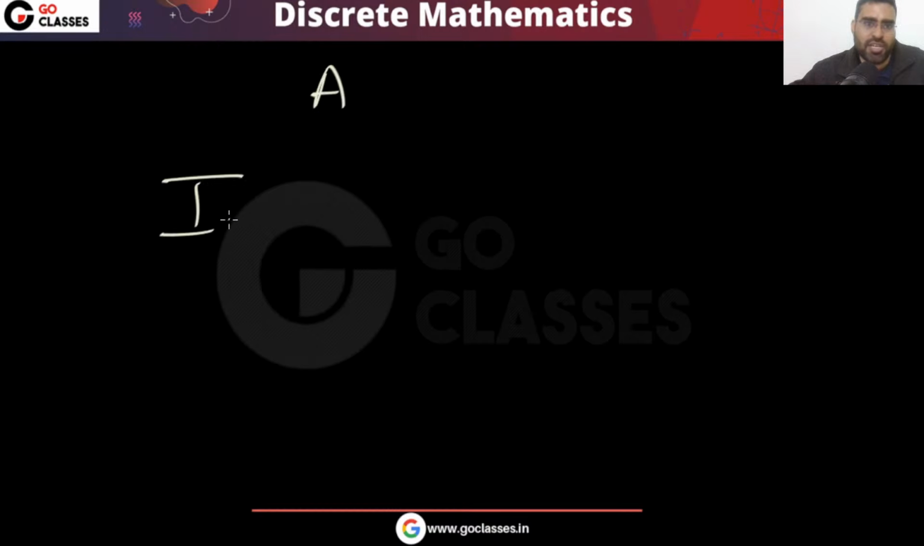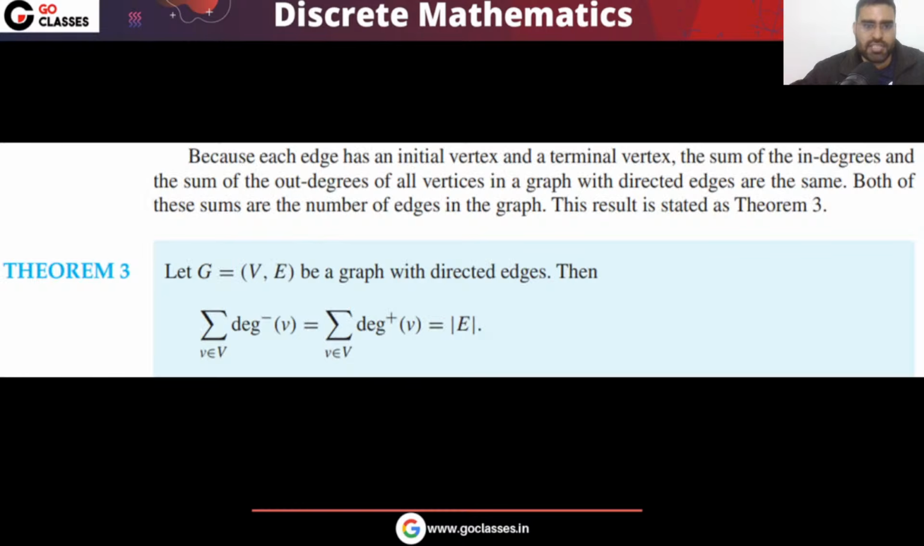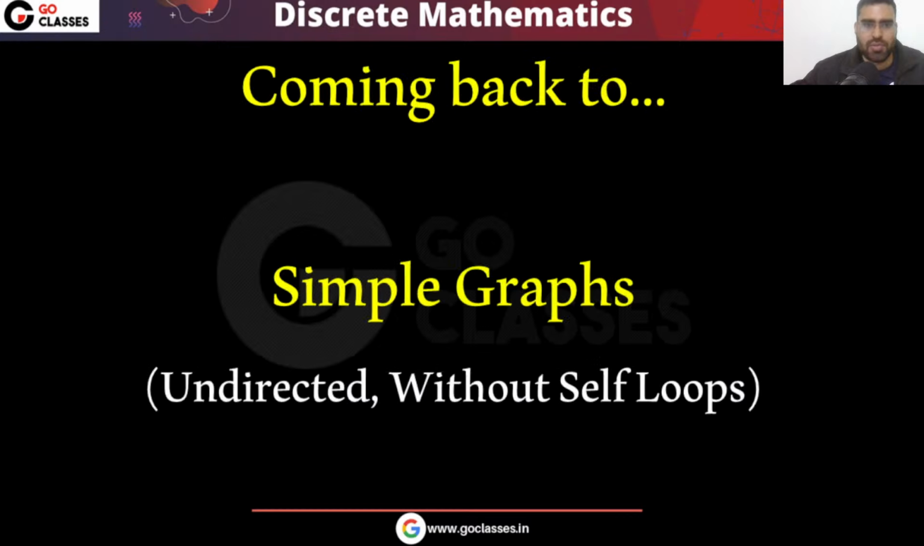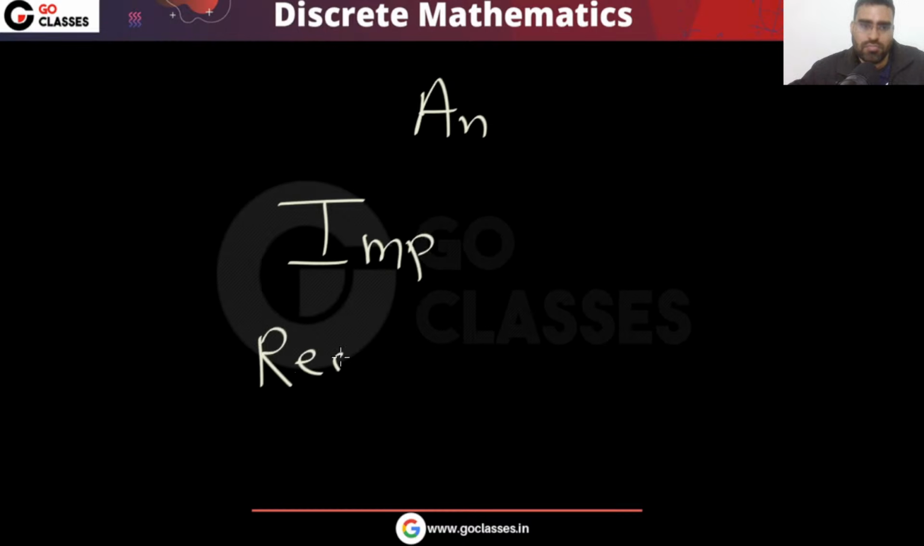So what I'm saying, consider this graph, a very important result. So let's see an important result. Let me write an important result. What is this important result? See, what is this result saying? This result is like this.